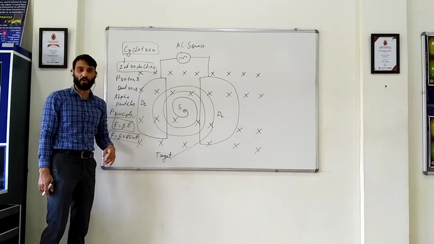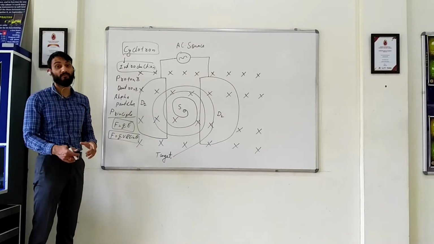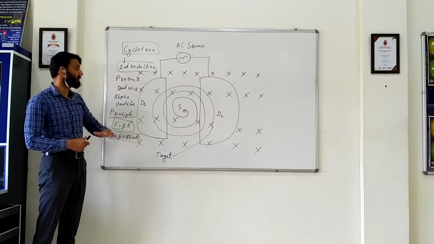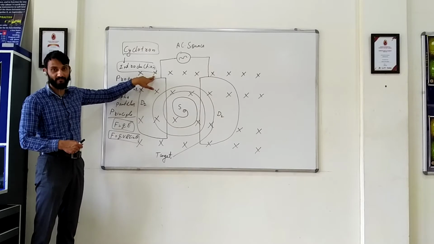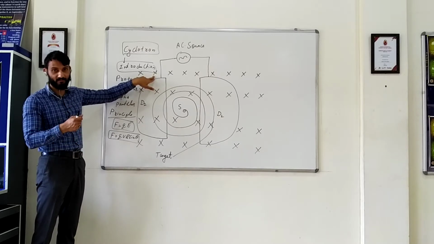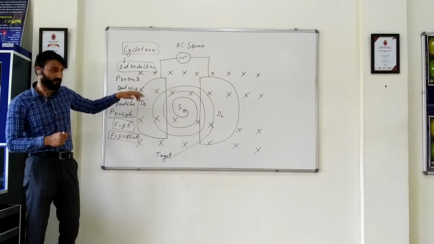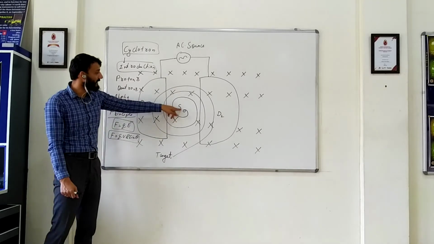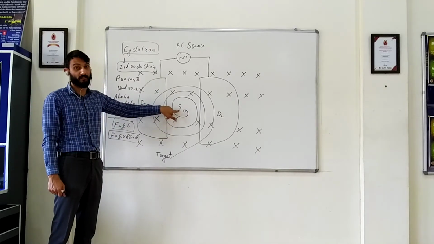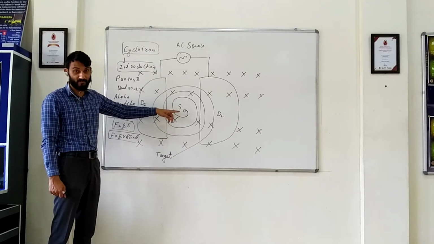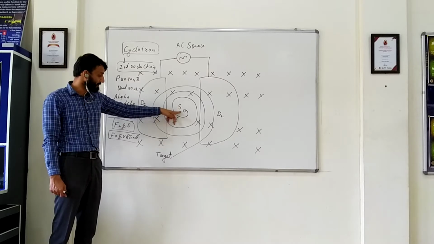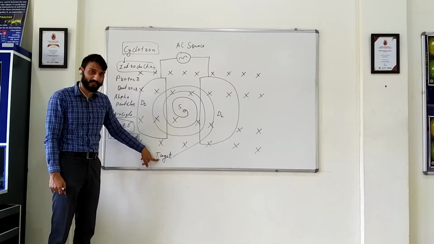Here we have used a cross magnetic field. By now we all know what is meant by this cross magnetic field. Cross magnetic field means perpendicular to the plane of the paper and directed inwards, right? Here is the source of what? Source of the charged particle, positive charged particle. And here is the target.